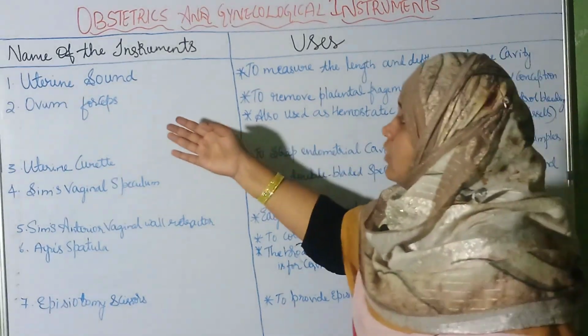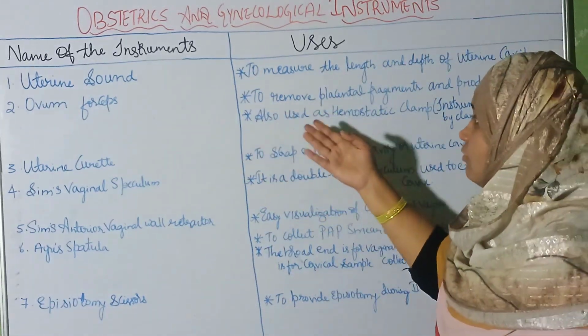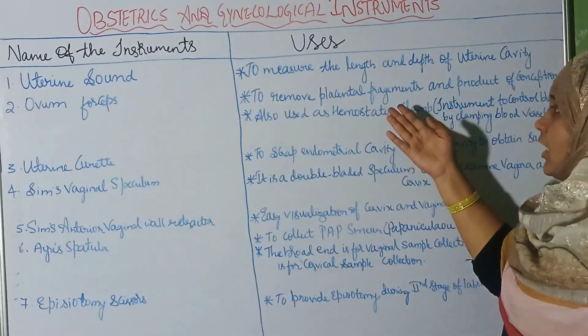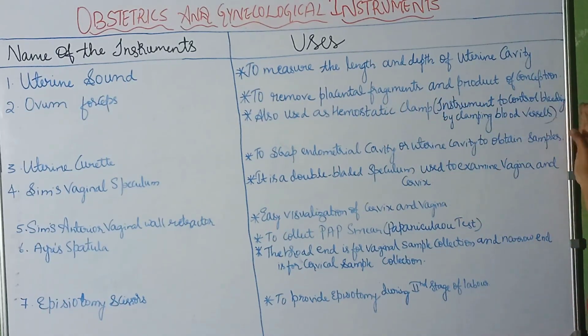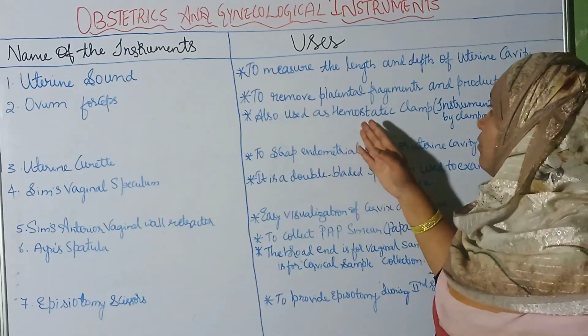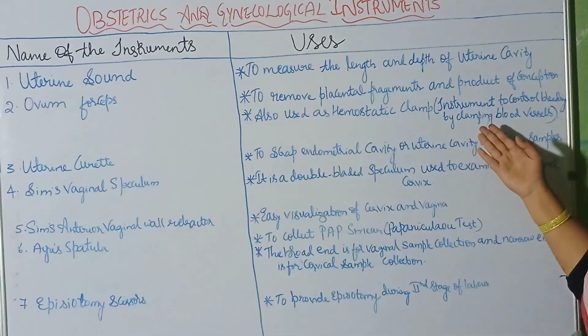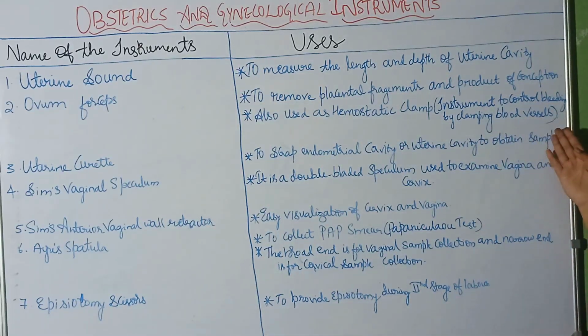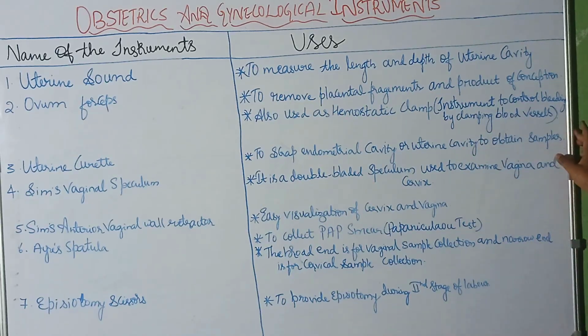Next, the name of the instrument is the ovum forceps. As the name indicates, it is a forceps which is used to remove ovum products, placental fragments and products of conception. Also, it is used as a hemostatic clamp. What is the meaning of hemostatic clamp? It is nothing but an instrument to control bleeding by clamping the blood vessels. By clamping the blood vessels, the bleeding can be controlled.